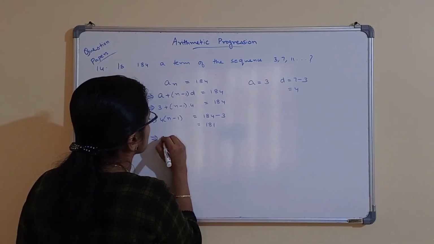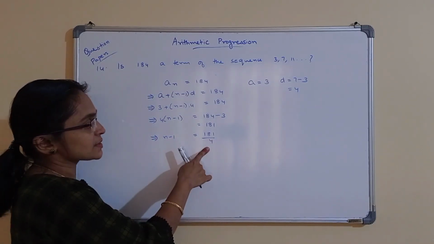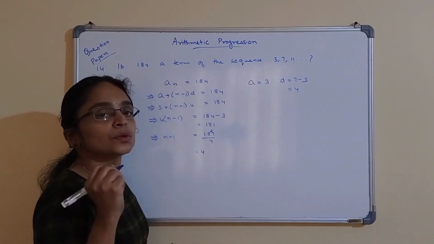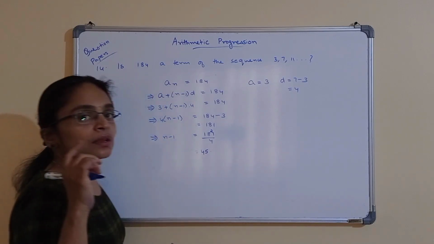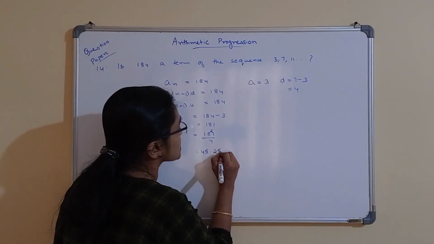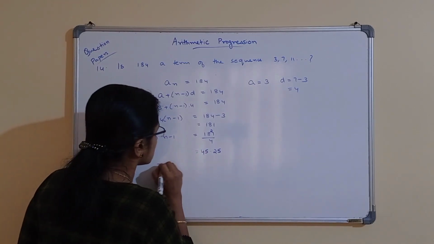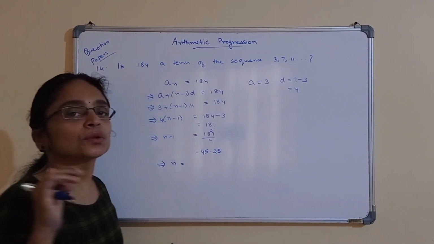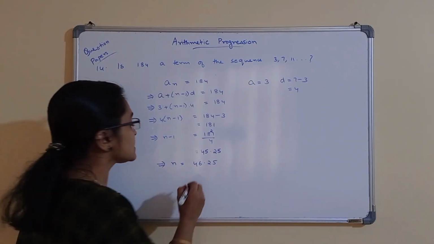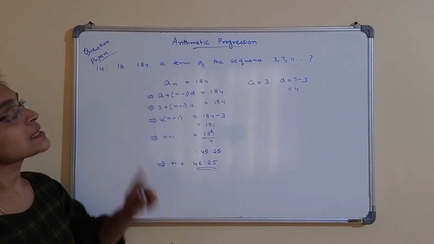So this implies n minus 1 is equal to 181 by 4, which will be a decimal. 181 by 4: 18 by 4 is 4, 2 remainder; 21 by 4 is 5, 1 remainder; then 10 by 4 is 2, 2 remainder; 25 by 4 is 5. So, n minus 1 is equal to 45.25, which implies n is equal to 45.25 plus 1, which is equal to 46.25. So, this n is a decimal number, which means this 184 cannot be a term of this sequence.